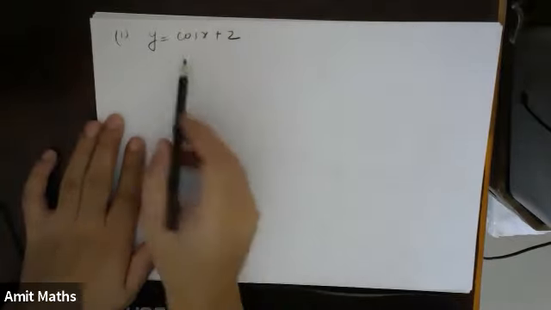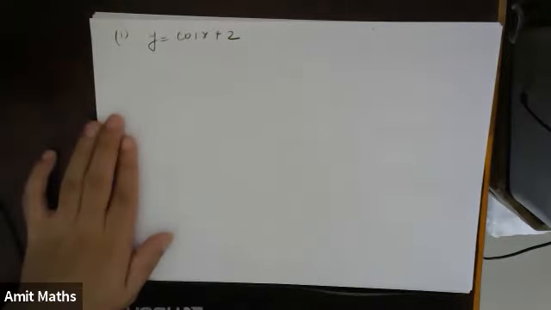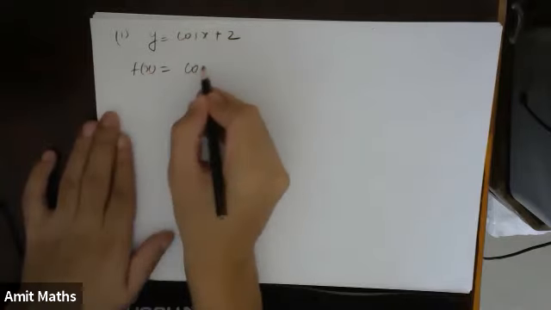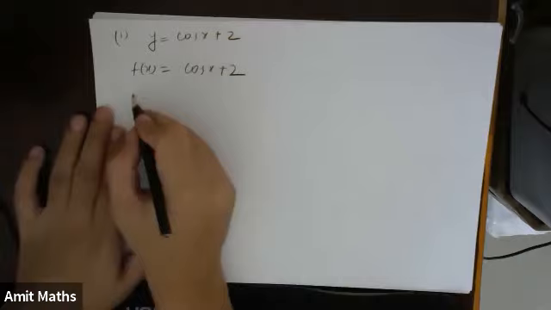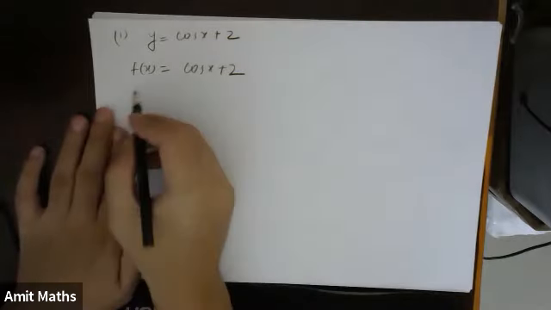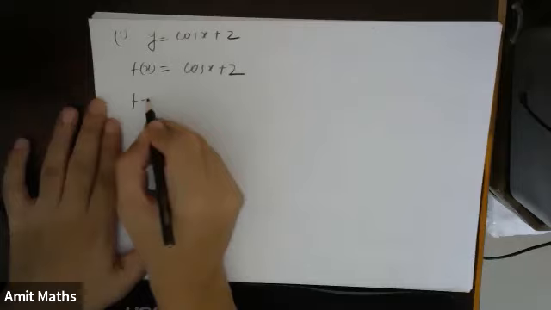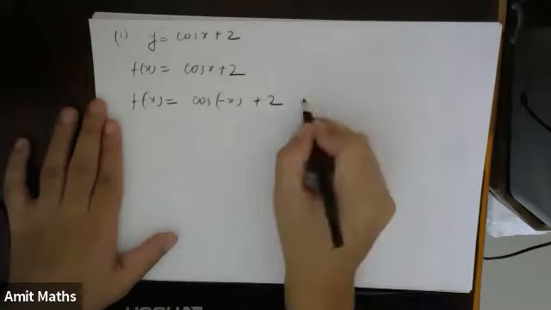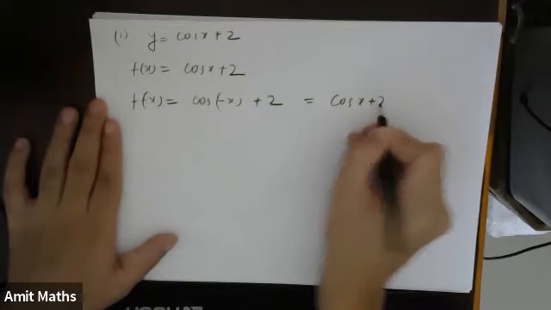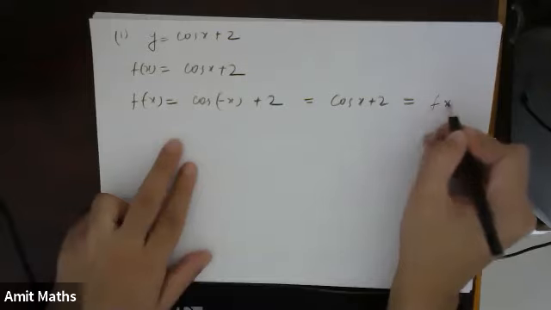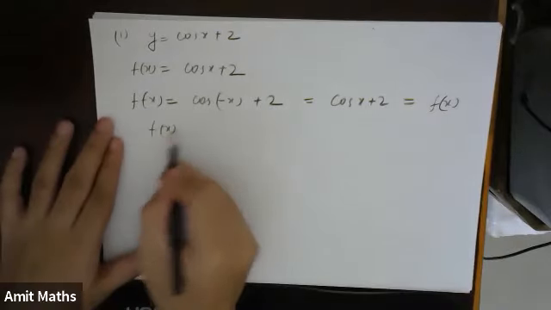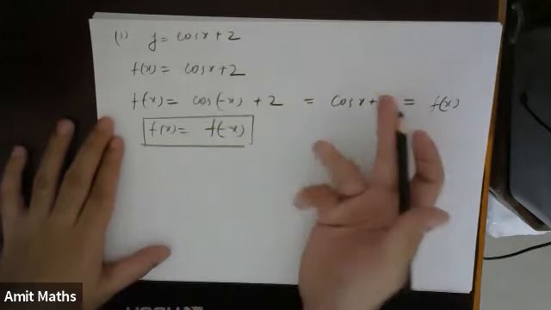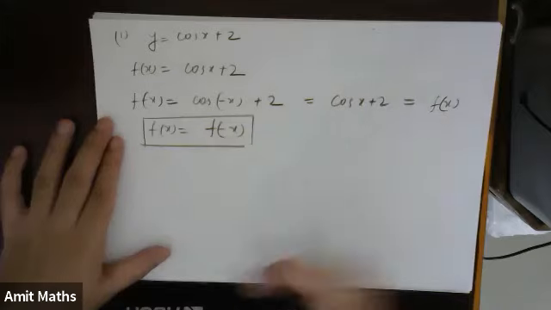Now see, very simple, just substitute. This is f of x. F of x is equals to cos of x plus 2. Now instead of x, simply substitute minus x. This is f of minus x is equals to cos of minus x plus 2. This is still cos of x plus 2. This is f of x. So f of x is equals to f of minus x. So what kind of function does this become? This is an even function.